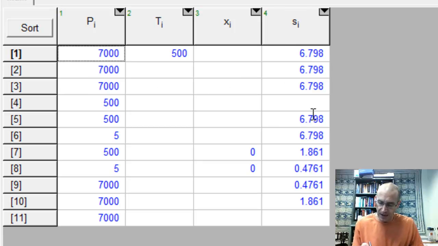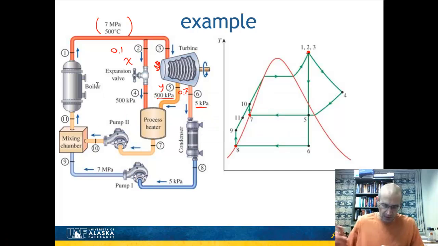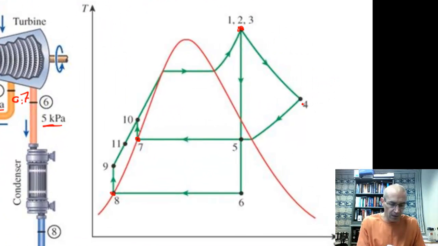Now I've got P and S at almost every point, except I don't have it quite at point 4 yet, or point 11. So let's look at what those points are again. We need point 4 and point 11. Let's first look at point 4. Remember, this is an isenthalpic step. So I'm going to find the enthalpy up at the top, and then set that as the enthalpy at point 4. That's going to be my second intensive variable.